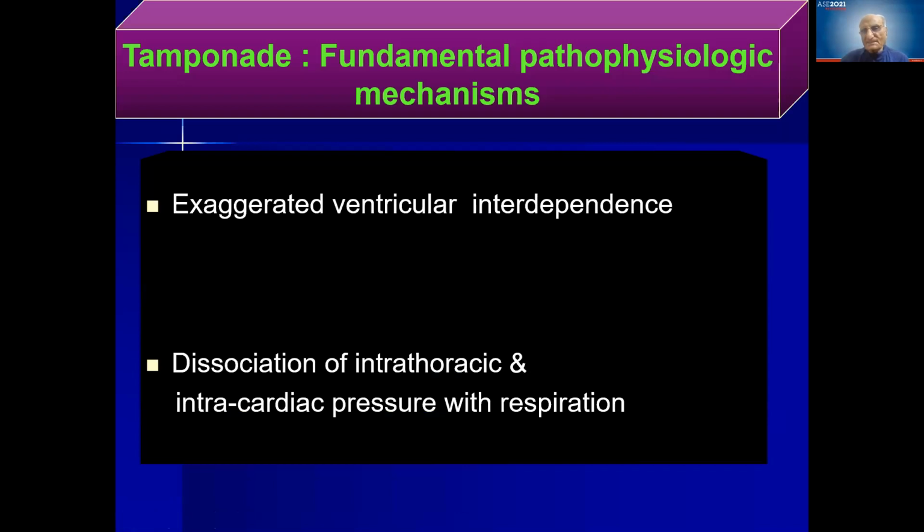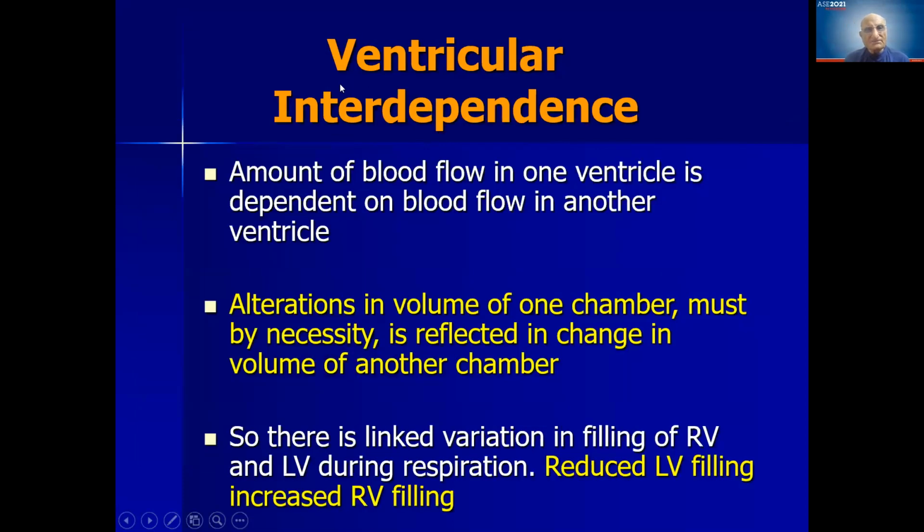Now, two important slides. You should be awake now. These are the fundamental pathophysiological mechanisms. Whether it is tamponade or constrictive pericarditis, both have similar findings. And there are two things. One is exaggerated ventricular interdependence, I'll explain. And then dissociation between intrathoracic and intracardiac pressure with respiration. Now let us come to the first one. Try to understand, nothing to worry about.